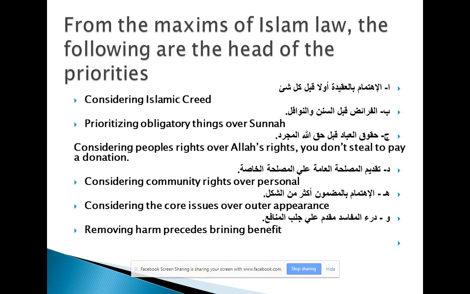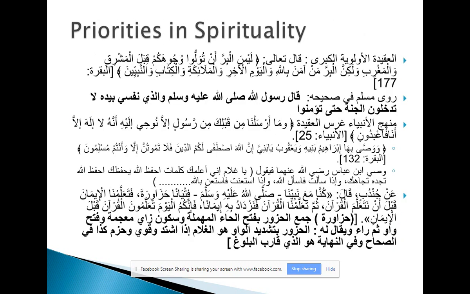Priorities in spirituality, number one. Al-Aqidah comes first. It's the Islamic creed, the person's faith in Allah subhanahu wa ta'ala. The Prophet ﷺ actually said, لَا تَدْخُلُوا الْجَنَّةَ حَتَّى تُؤْمِنُوا. You cannot enter Jannah unless you believe.